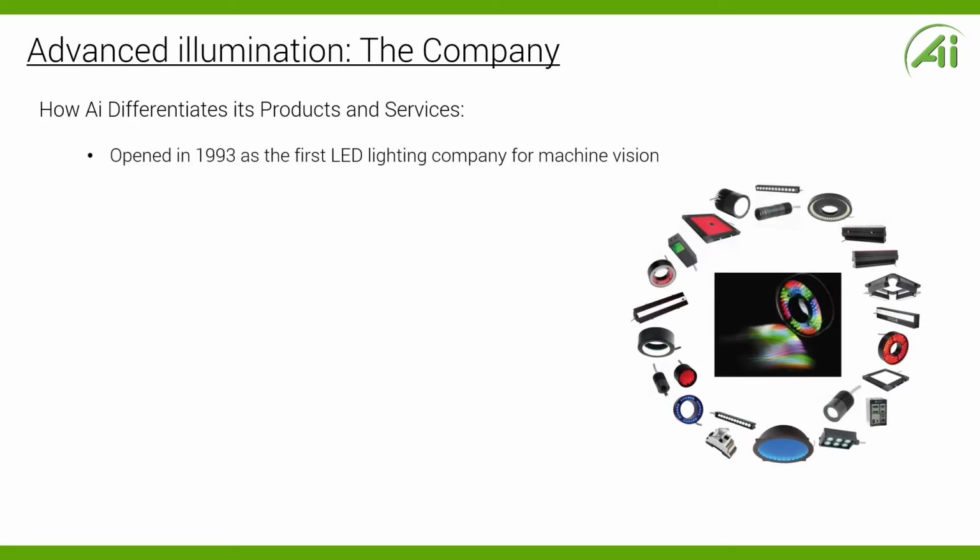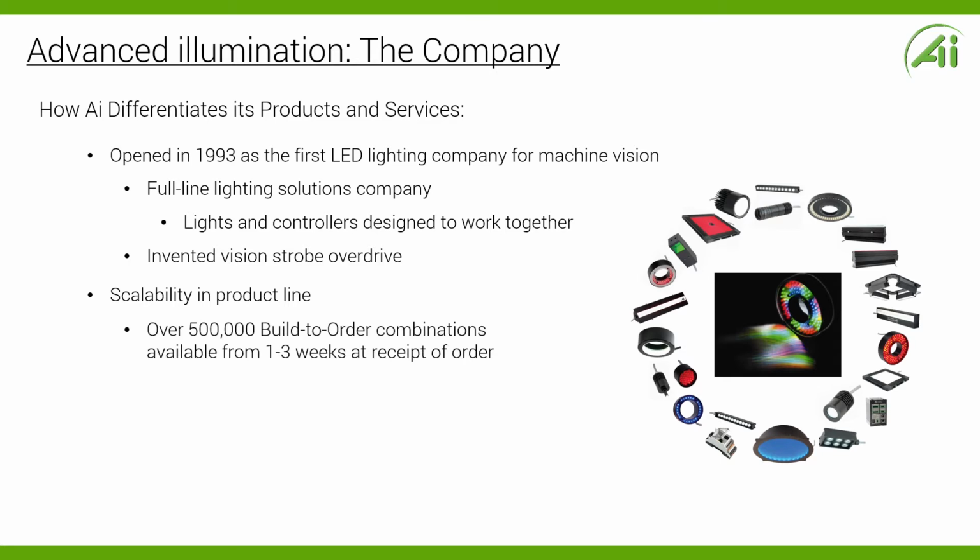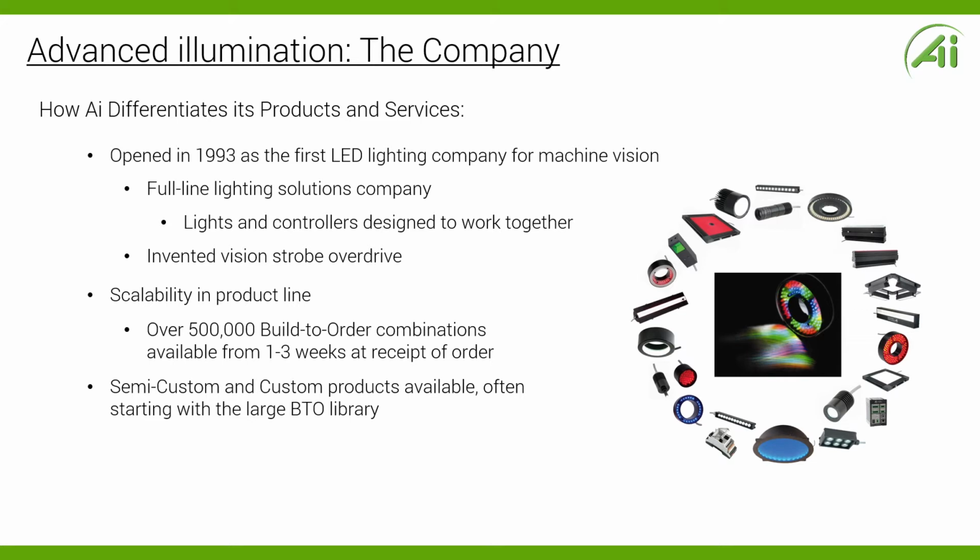First, let's acquaint you a little bit with Advanced Illumination. We opened in 1993 as one of the first LED lighting companies for machine vision. We're a full line lighting solution company, and that includes both lighting and controllers that are designed to work together. We really invented Vision Strobe Overdrive. Our product line is very scalable. We have over 500,000 built-to-order combinations available anywhere from 1 to 3 weeks at receipt of order. We also work semi-custom and custom products available, and we sometimes will start with our large BTO library.